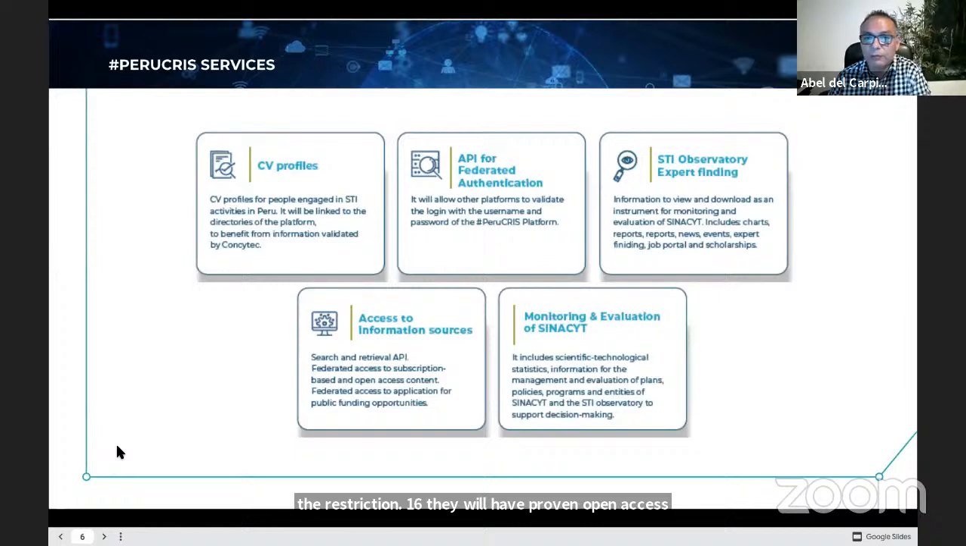The platform is composed of 5 directories: human talent, scientific production, projects, institutions, and infrastructure. It aims to provide timely and reliable information on services and the actors, activities, and capabilities in the field of R&D with national coverage.